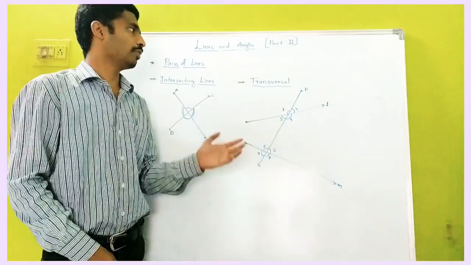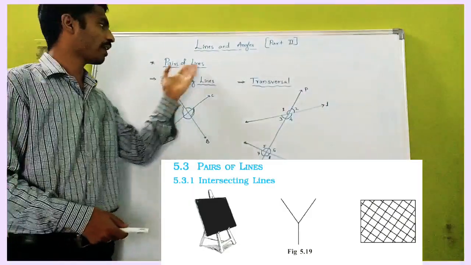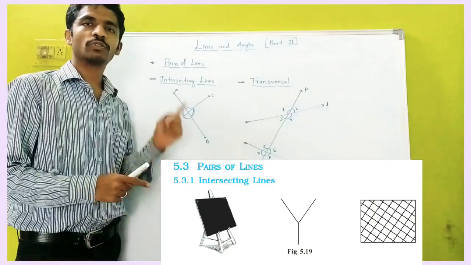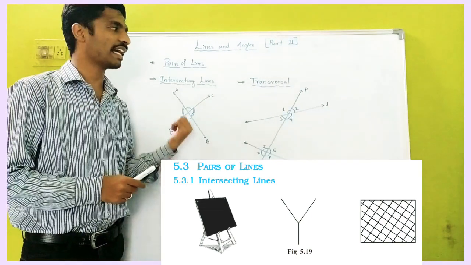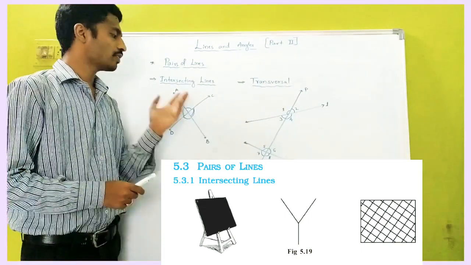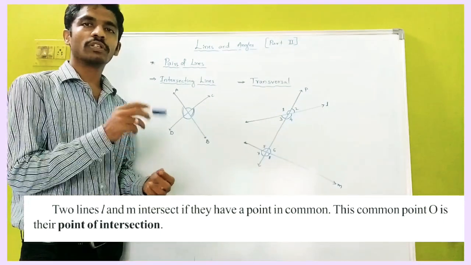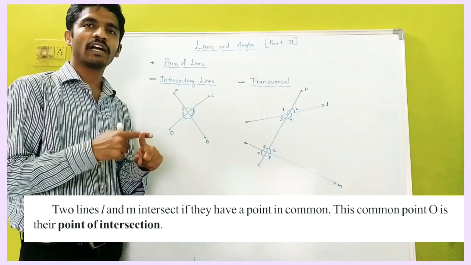Lines and angles, part 2. Here we are going to learn about the pair of lines. Pair of lines means two lines which are intersecting as well as having the transversal. So intersecting means both lines have a common point.